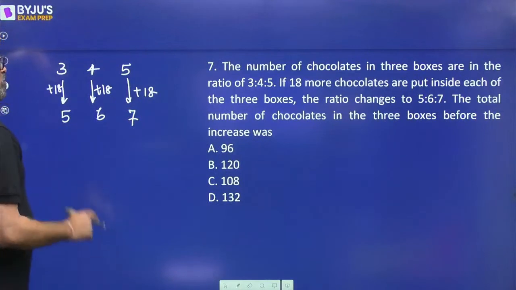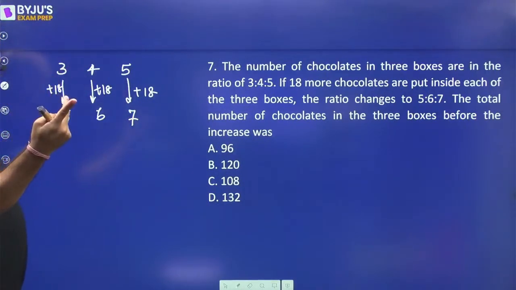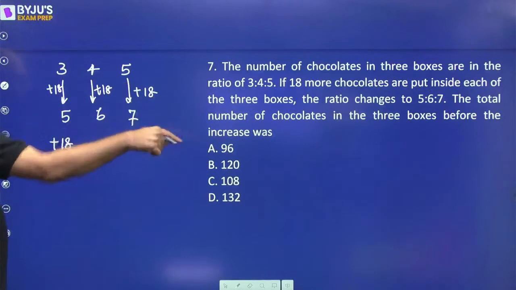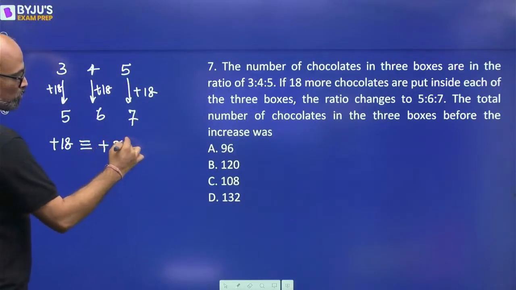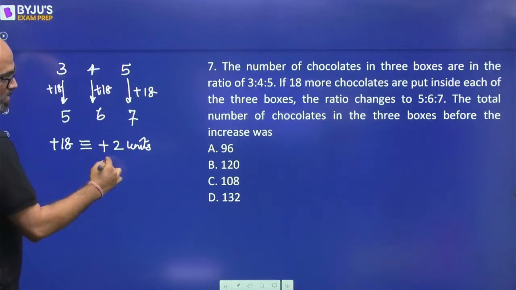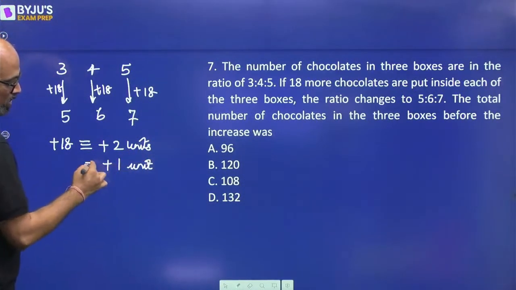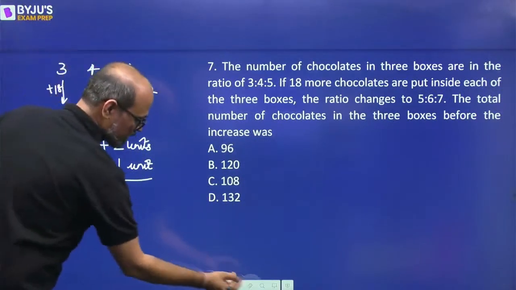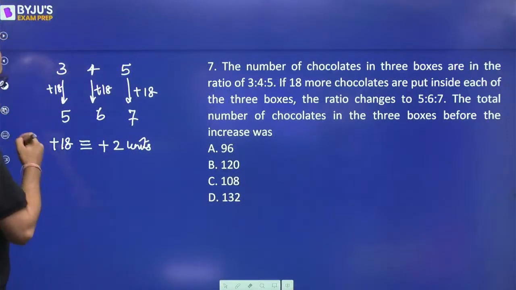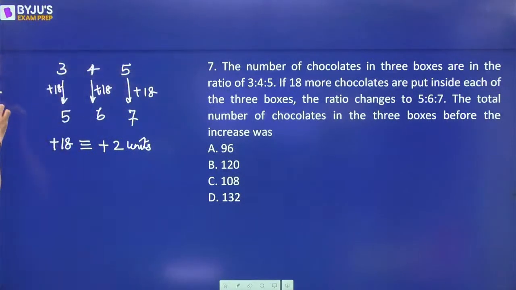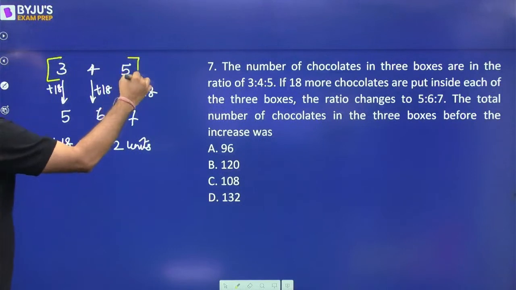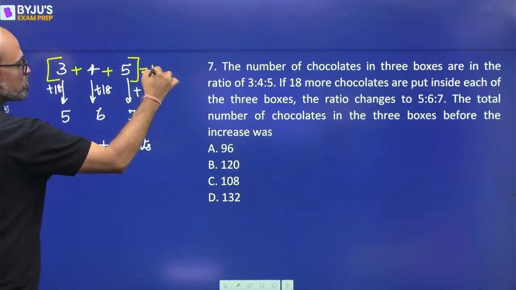So we see that 2 units increase. So can we say that if I add 18 chocolates in any box, this is an increase of 2 units overall. That tells us that 1 unit should be 9 chocolates, right? Or actually we don't even need to know how much 1 unit is. Let's not use this. Let's see what else we can do without it. Very much possible. So if I am asked how many there were earlier, earlier there were 3 + 4 + 5, that is 12 units.